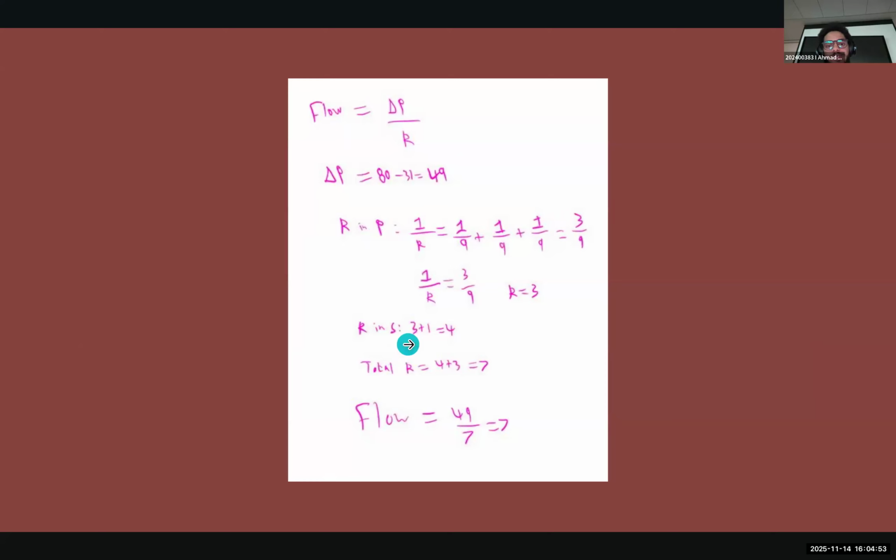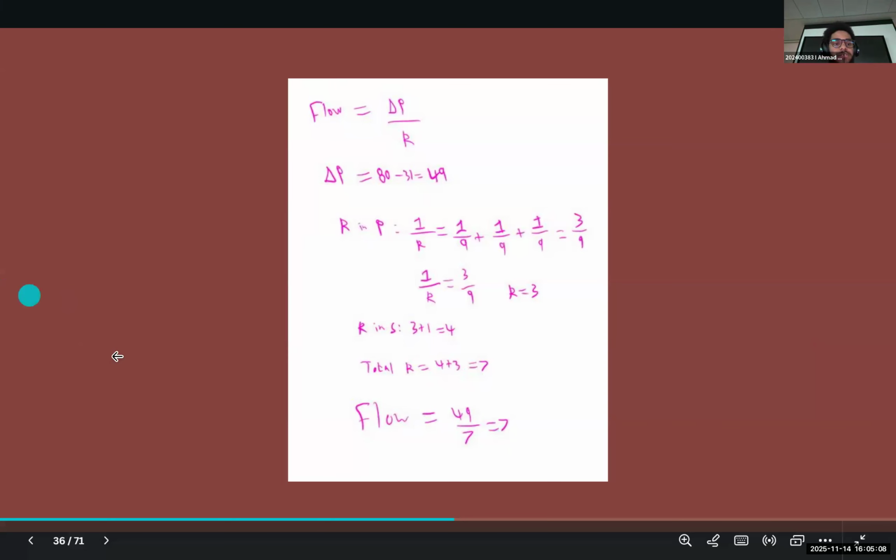The part in series is 3 plus 1 directly, as we said, 4. So the total resistance, when you add them up, 4 plus 3, is going to give us 7. And then flow, if you go back to our formula, is difference in P over R, which means it's 49 over the 7 that we calculated. The answer is 7, B.